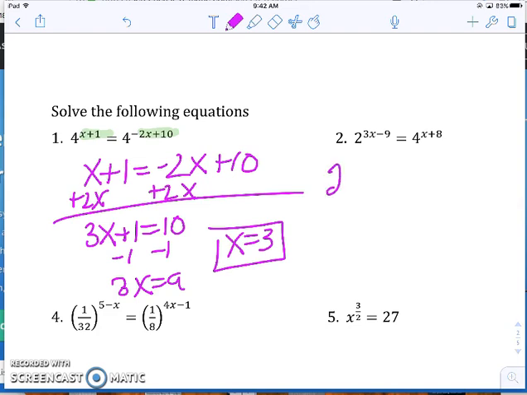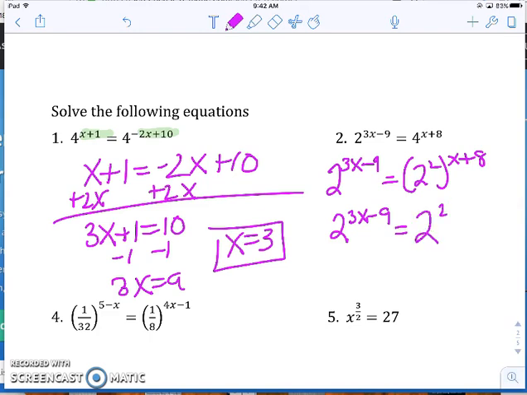Bases are not the same, but we can write 4 as a power of 2, so 2 squared, x plus 8. So 2 to the 3x minus 9 equals, we distribute, 2 to the 2x plus 16. So then 3x minus 9 equals 2x plus 16. So we could solve this, and I think we end up with x equaling 25.